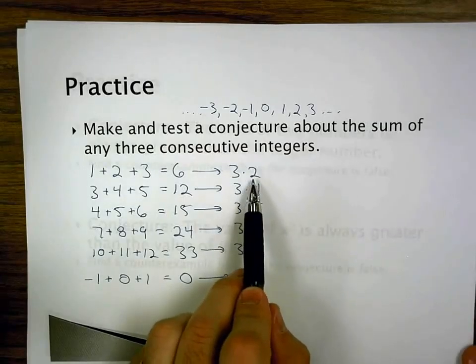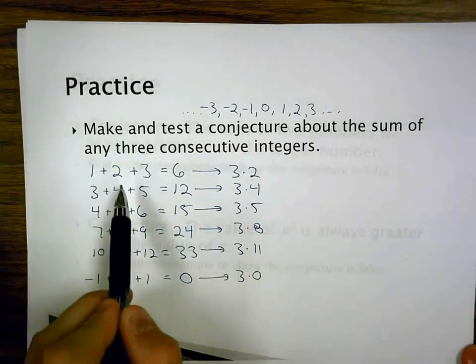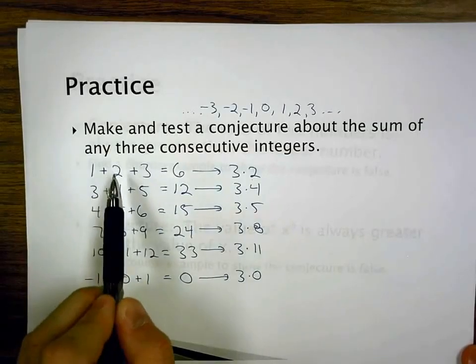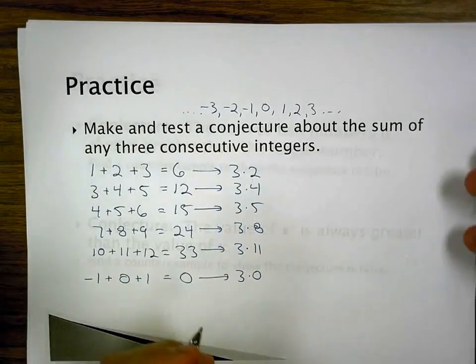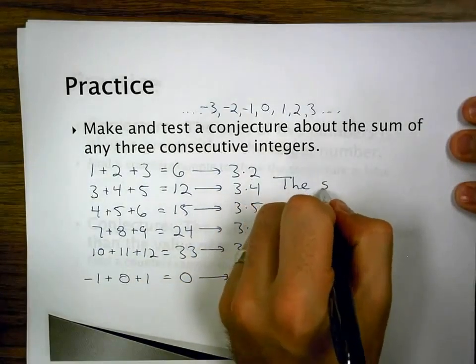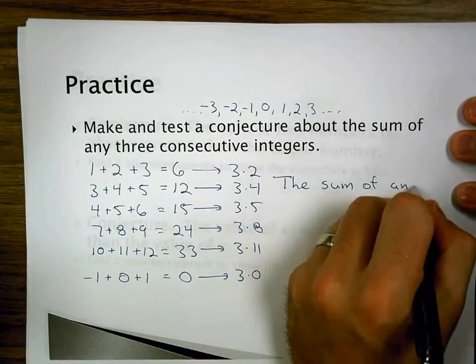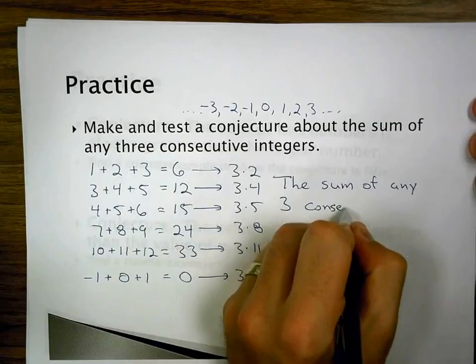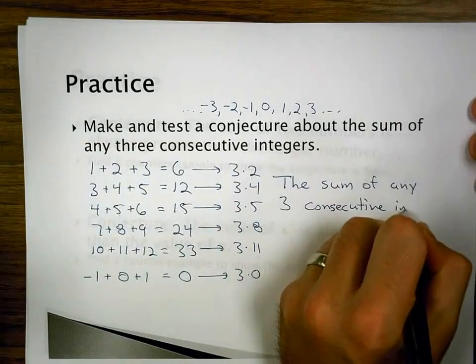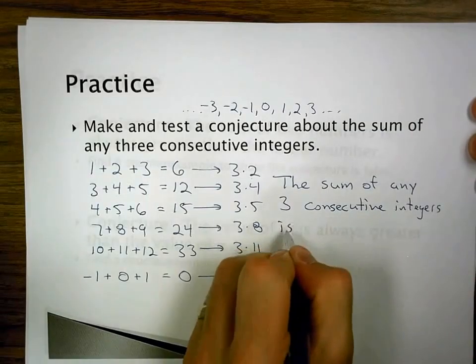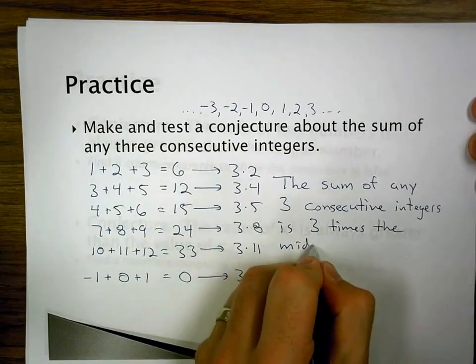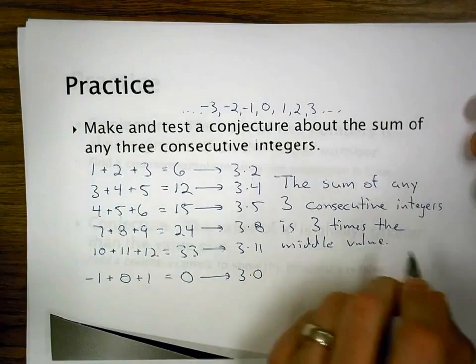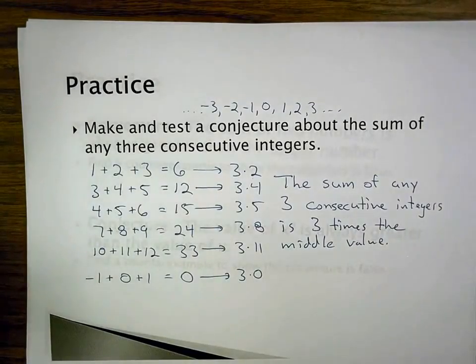If you notice the middle value in all of these, it matches the number multiplied by 3: 2, 4, 5, 8, 11, 0. Same thing over here. So our actual conjecture will be the sum of any 3 consecutive integers is 3 times the middle value. So that's our statement. If we could find a counterexample, that would prove it false, but I have a pretty good feeling this one is going to hold up.